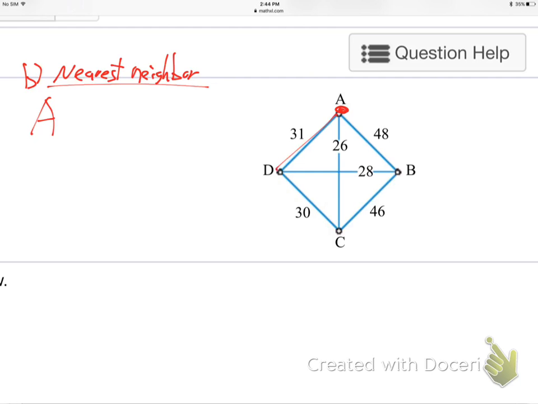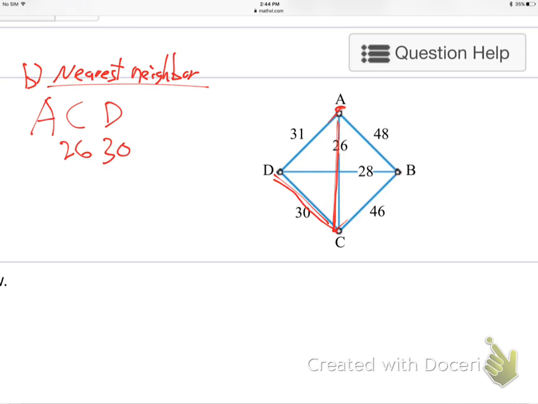If I go to D, that's 31. C is 26. B is 48. So who's closest? Who's cheapest? The 26 to C. That's pretty much what we did last time. A to C is 26. And then who's my next from C? You can go to D for 30 or B for 46. So I'm going to go to D. This is what we did a minute ago. I'm going to go to D, and that cost me 30.